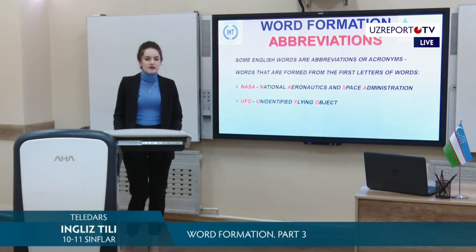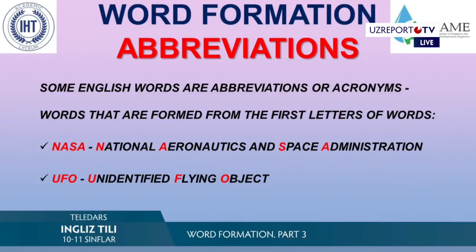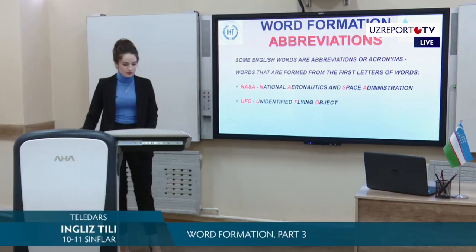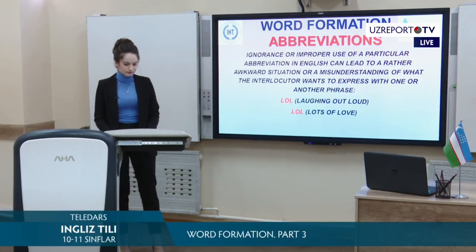Well, here I fixed some examples of abbreviations. Please look. NASA, National Aeronautics and Space Administration. Next one is UFO, unidentified flying object. All these words are fixed in our abbreviations, and you may easily understand and remember all these words.